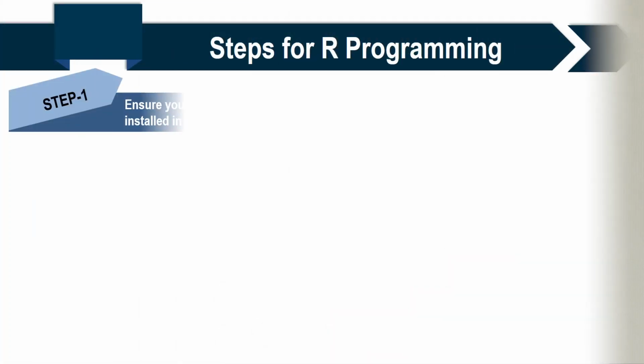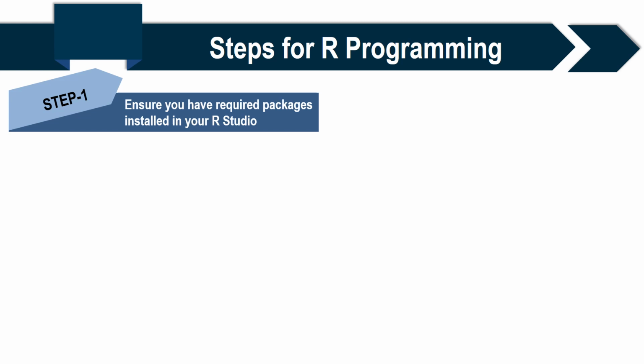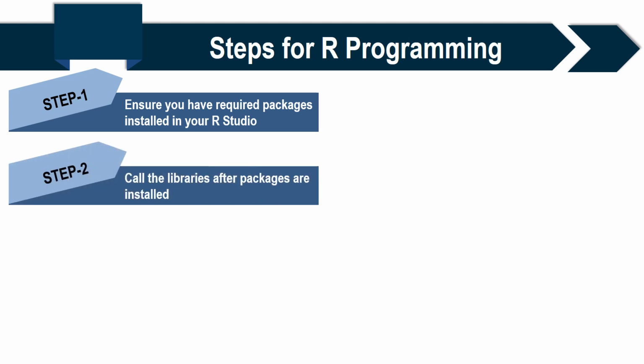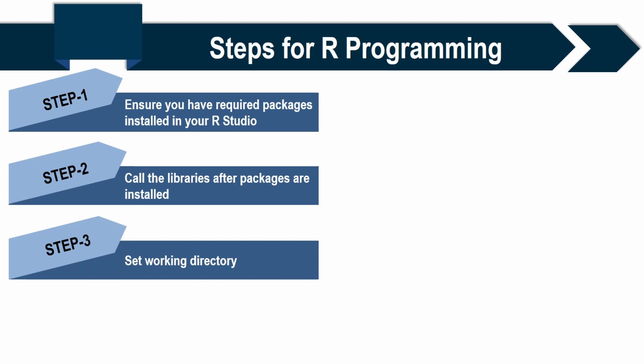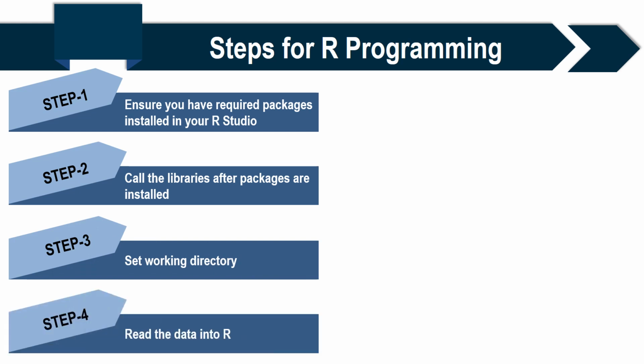So we will perform the following steps in R programming to analyze the smart meter data. You have to ensure that you have the required packages. Call the libraries after these packages are installed. You need to set your working directory where you have your data file. Then you will read the data from that file into your R.